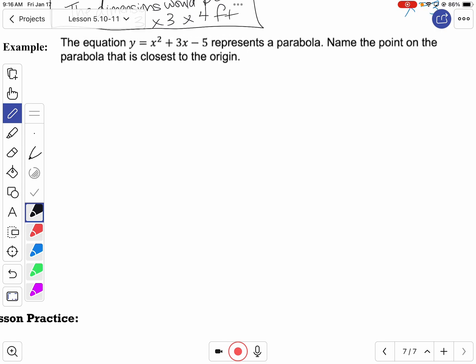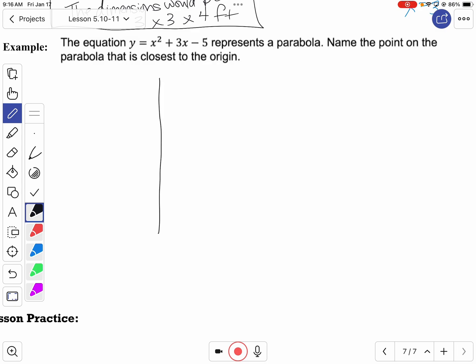The equation y equals x squared plus 3x minus 5 represents a parabola. Name the point on the parabola that is closest to the origin. I know, this one's tough, okay? It's because we've got to really think about what it's asking me to do.